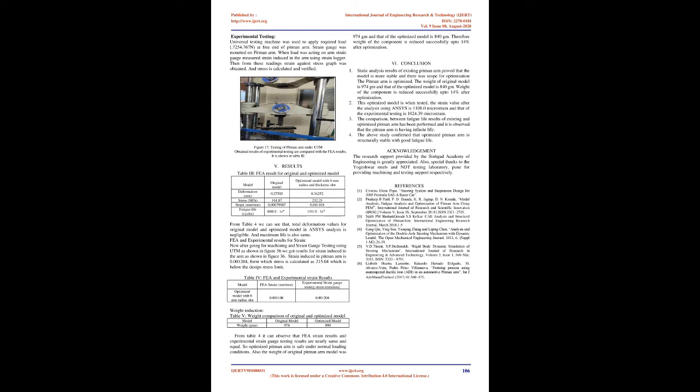6. Conclusion. 1. Static analysis results of the existing Pitman Arm proved that the model is more stable and there was scope for optimization. The Pitman Arm is optimized. The weight of the original model is 974 gm and that of the optimized model is 840 gm. The weight of the component is reduced successfully by up to 14% after optimization. 2. For this optimized model, the strain value from the ANSYS analysis is 1108.0 microstrain and that of the experimental testing is 1024.39 microstrain.